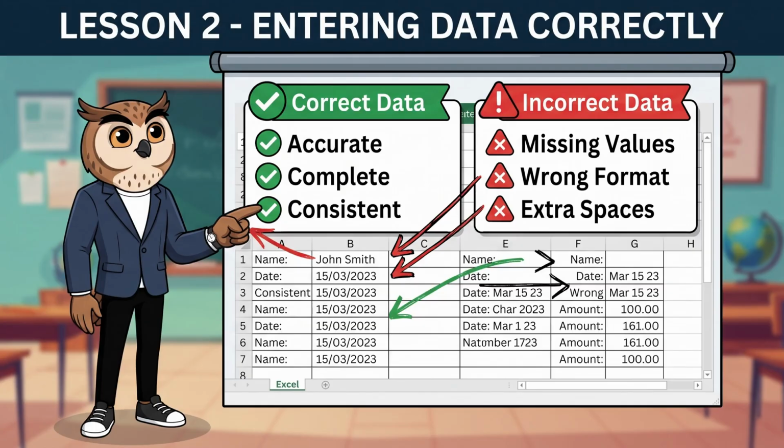Data entry may look simple, but it is one of the most important skills in Microsoft Excel. Every formula, chart, report, and dashboard depends on the quality of the data you enter. If your data is accurate, Excel will produce reliable results. If your data contains mistakes, even the most advanced formulas cannot fix them. That is why professional Excel users always make sure their data is clean and correct before they start any analysis.